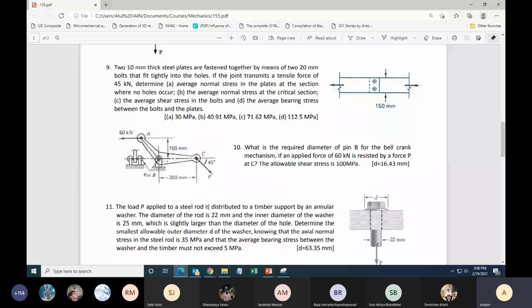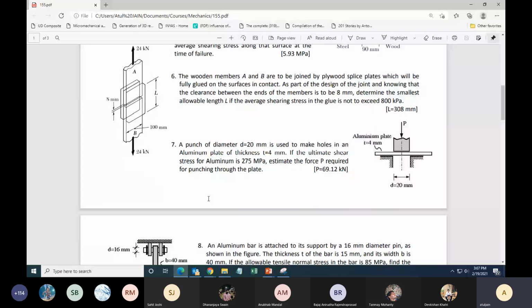Okay, good. Sir, in seventh, why is it not taken as a double shear? Seventh, what have you done? What is the answer? It is P by 2 divided by pi dt. 275 is equal to P divided by 2 pi R into T. Is this what you have done? No, sir, 2 pi r, P by 2 divided by pi dt.